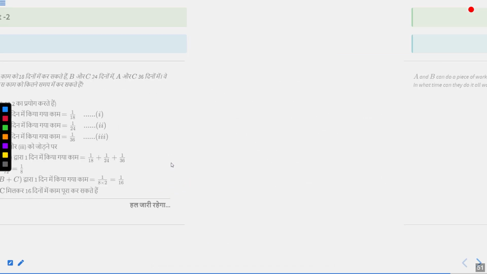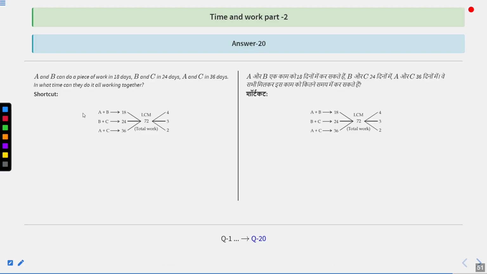Solution to be continued. Now we can use a shortcut in this question. We know the number of days taken by AB, BC and AC: 18, 24 and 36. The LCM will be 72. So the total work we let be 72 units. Now we can calculate the combined efficiency of A and B, which is 4 units, B and C which is 3 units, A and C which is 2 units.